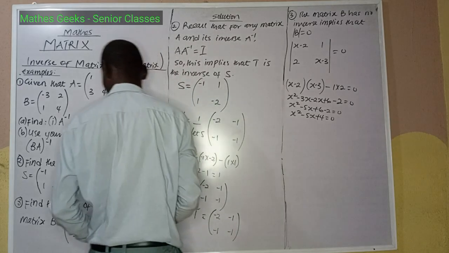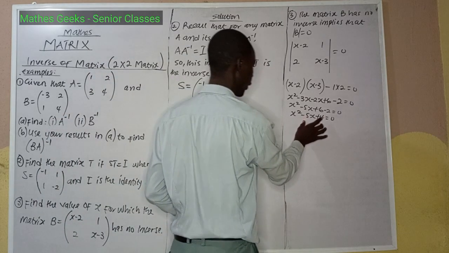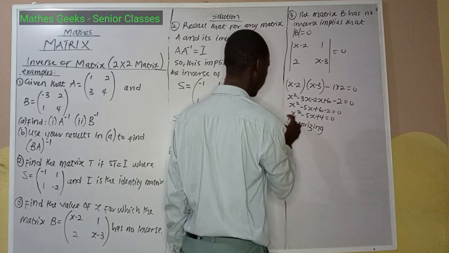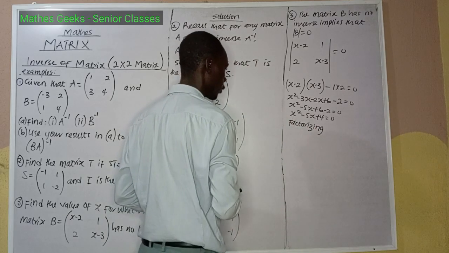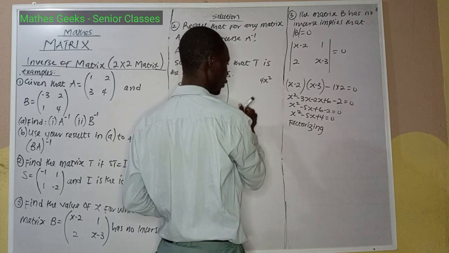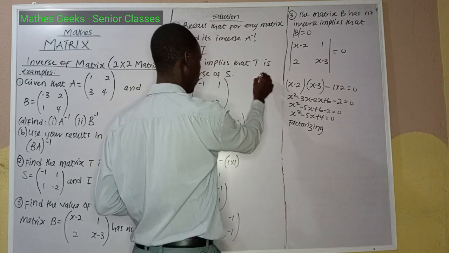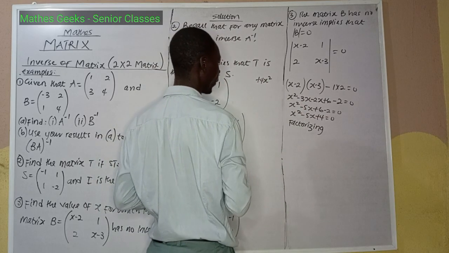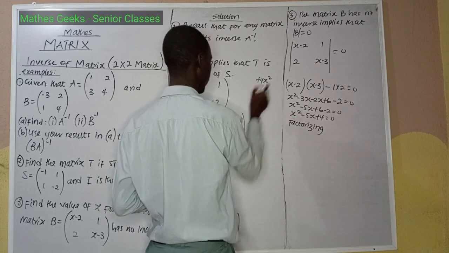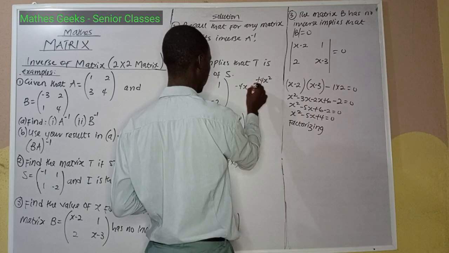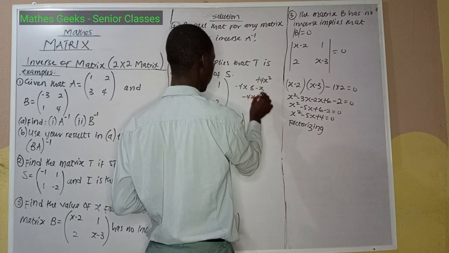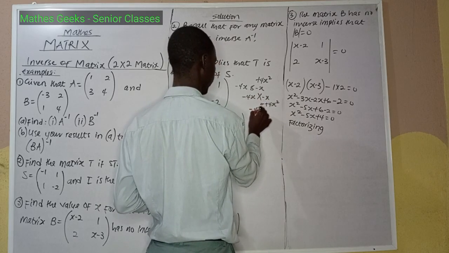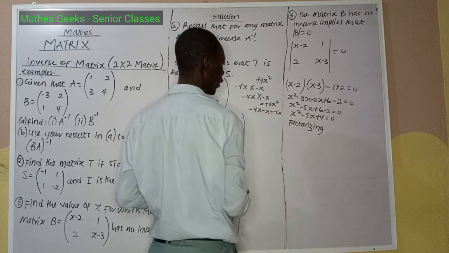So the question says we should find the value of x. So we can't stop here. So let's proceed to factorizing. We need two factors of 4x squared that, when multiplied, will give us 4x squared, and when added, will give us minus 5x. That will be minus 4x and minus x. Minus 4x times minus x gives us plus 4x squared, and minus 4x minus x gives us minus 5x.